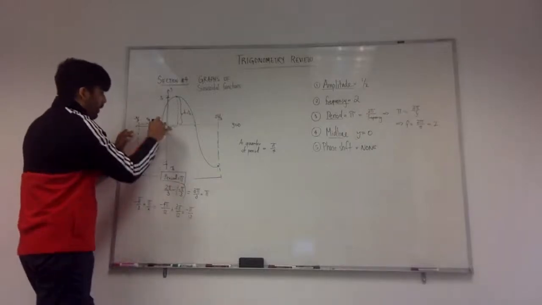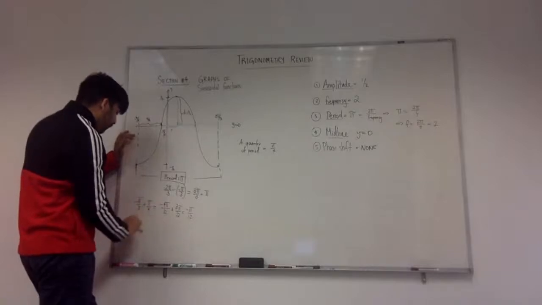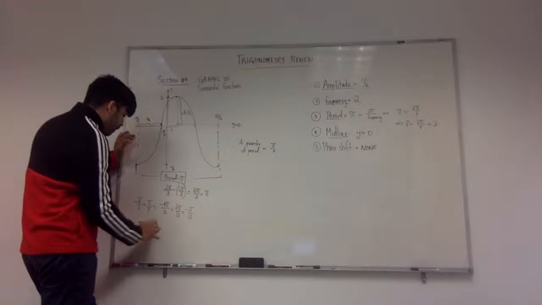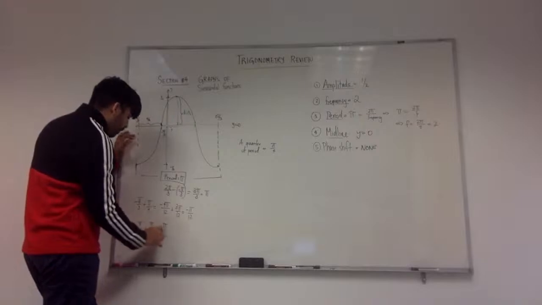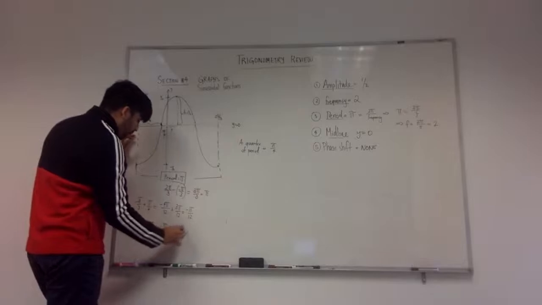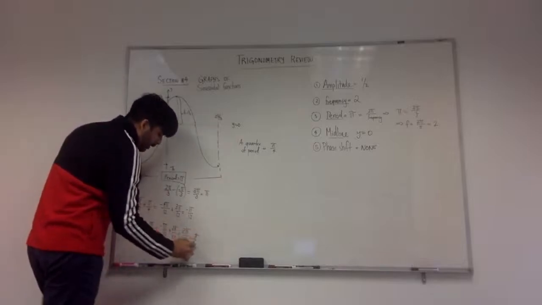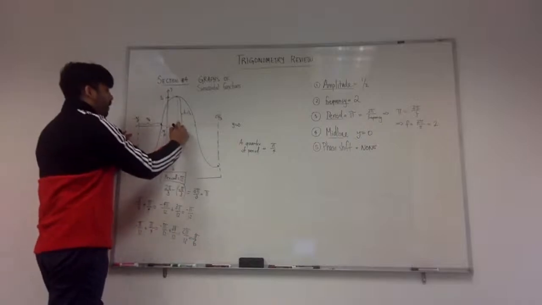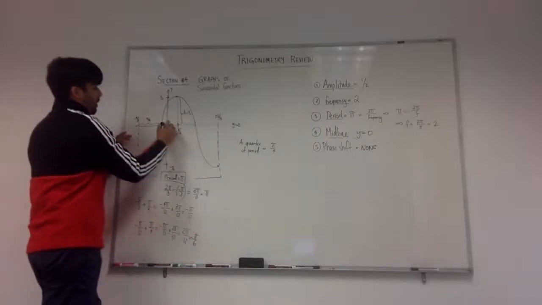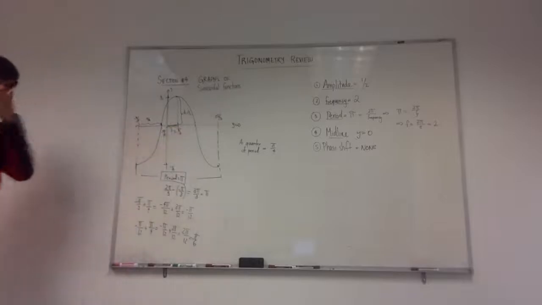Now from here, I want to add another pi over 4 to figure out what this is. So I need to go from -pi over 12 plus pi over 4, which is -pi over 12 plus 3 pi over 12, which is 2 pi over 12, which reduces to pi over 6. So this point here is actually pi over 6. And this is exactly my missing value.